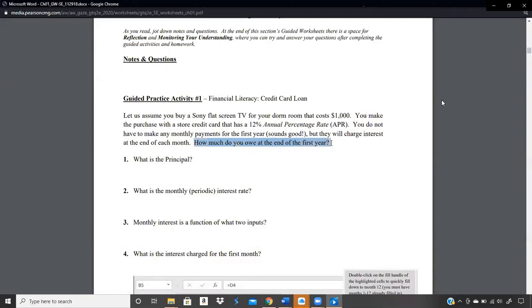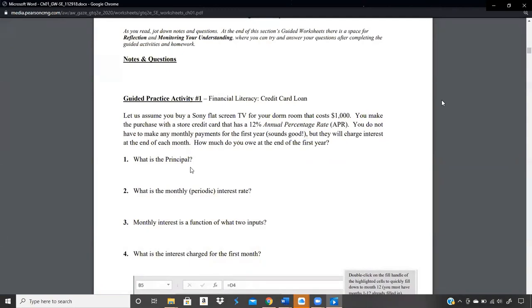So how much do you owe at the end of the first year? So we're assuming that we never make a payment. The interest eventually does accrue and get tagged onto our account. So we will owe more than $1,000 because we don't make any payments. So what is the principal? Remember, principal is the amount that you're borrowing or lending.